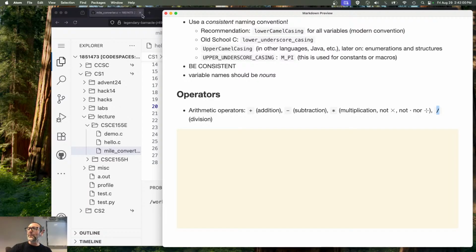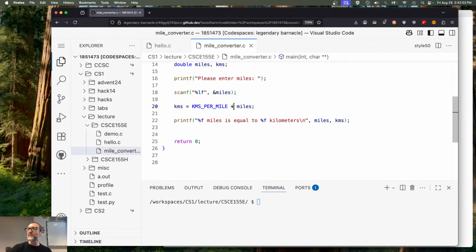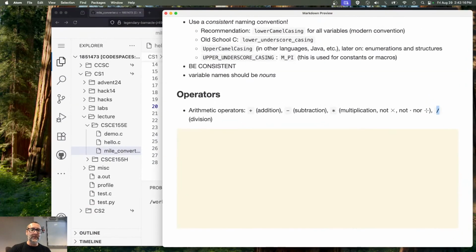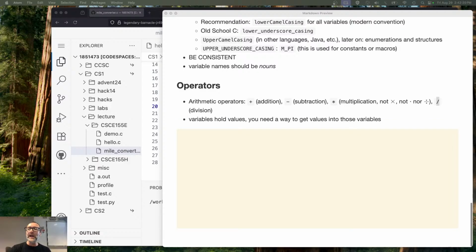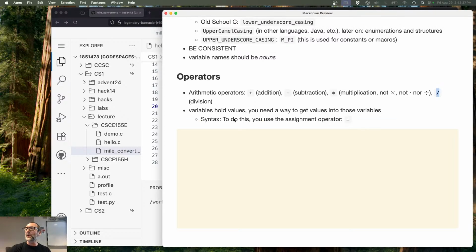All right, what other operator do you see in this one line here? We're definitely doing multiplication, but what this is, that's a variable. This is a macro. This is a variable. This is an operator. The only thing remaining is, what is this thing? It's called the assignment operator, right? Variables hold values, and you need a way to put those values into the variables. To do this, you use the assignment operator. The assignment operator is a single equal sign.